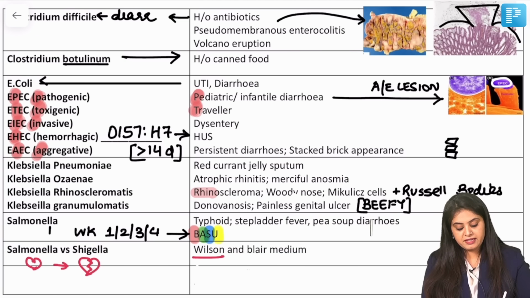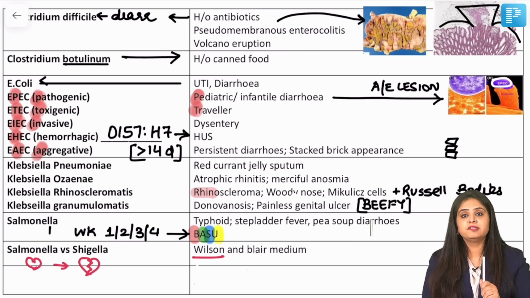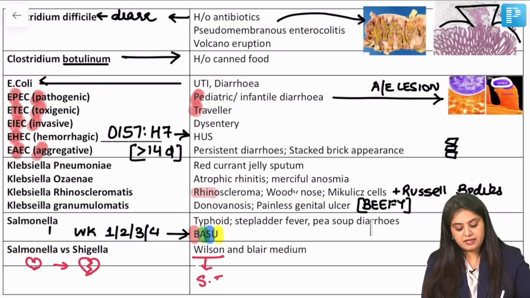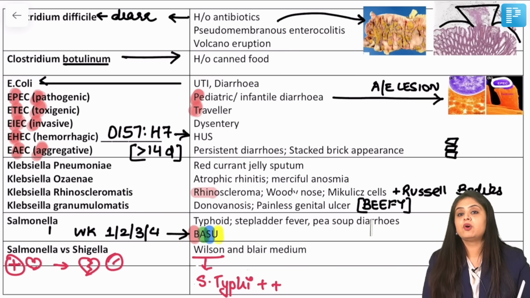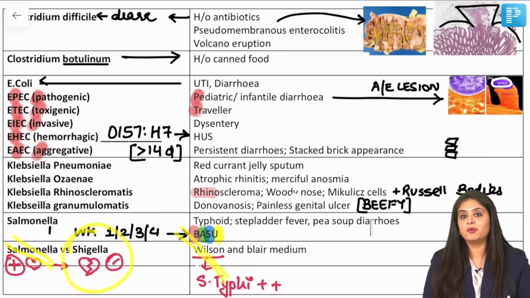And Wilson finally said, I can only allow one of these sisters or one of these bacteria to grow on me. So Wilson will allow typhi. Wilson has won the trophy of typhi. Wilson will allow typhi to grow, Salmonella typhi. It will not allow Shigella to grow. So feeling sad for Shigella, lost the sister, lost the boy also.